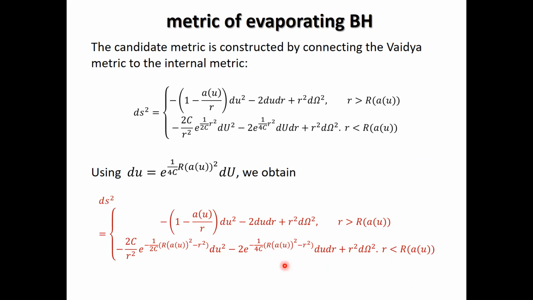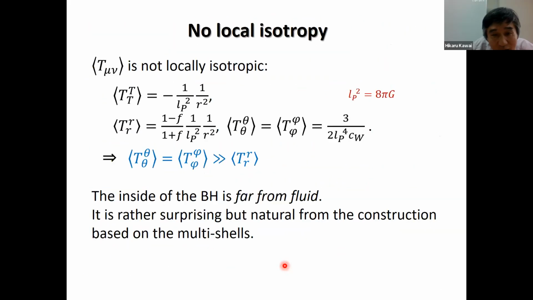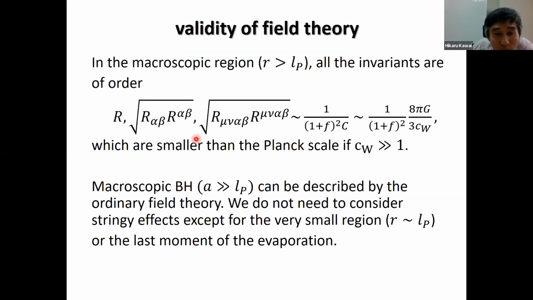Anyway, I will talk about that, but it's a good point. We calculate the Ricci scalar and Kretschmann scalar and these things, and they are all proportional to 1 over C. And C is the strength of Hawking radiation. The interesting point is that if C is 1, for example, this is just a Planck length. But if C is large, this one is smaller than Planck length.